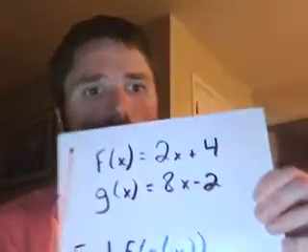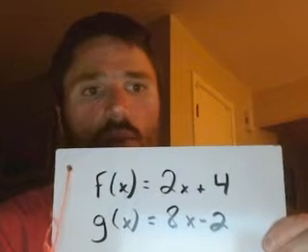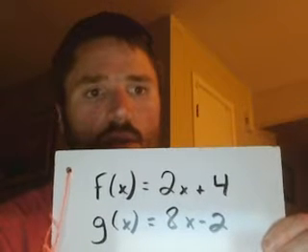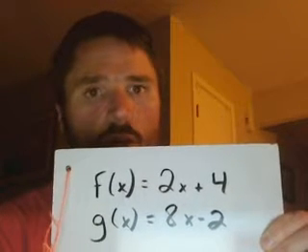So first of all, I'd like you to take out a sheet of paper if you haven't already done so, and you'll need a pencil as well. And I'd like you to write two functions at the top of your paper to start off with. The two functions are f of x is equal to 2x plus 4, and g of x is equal to 8x minus 2. Okay? Once you have those written down, here's what you're going to do.